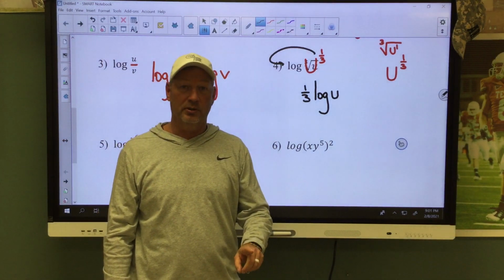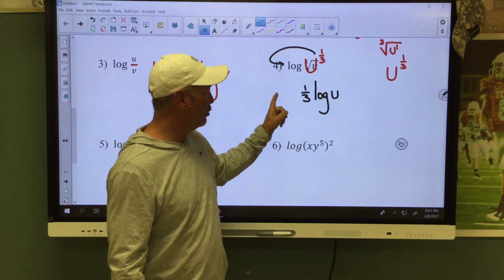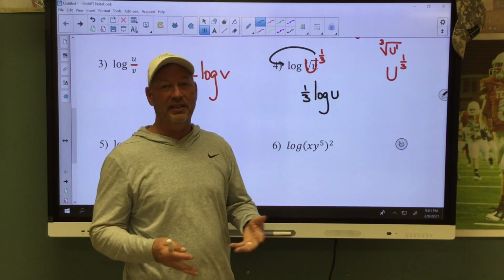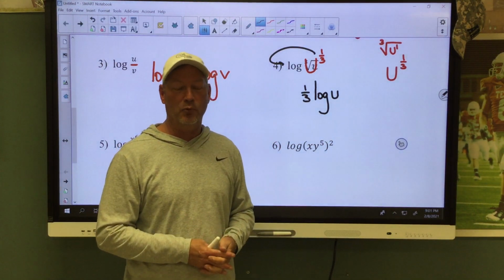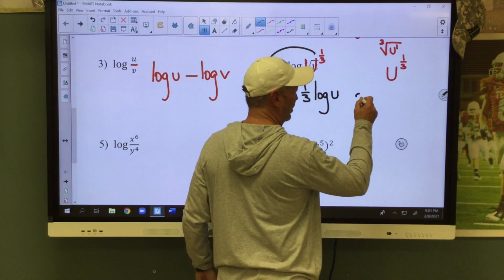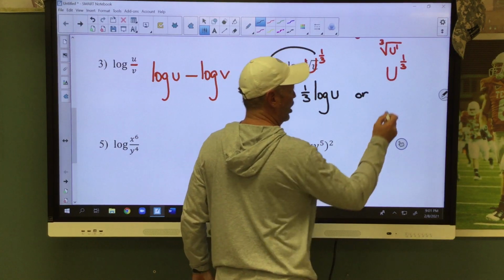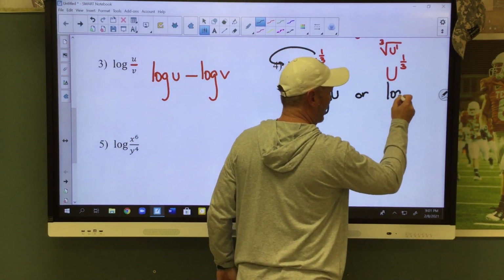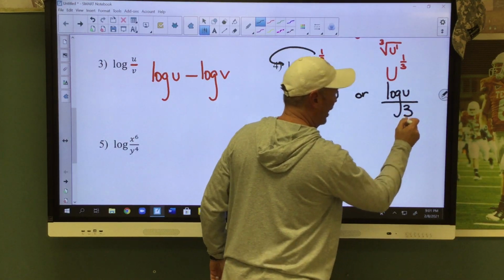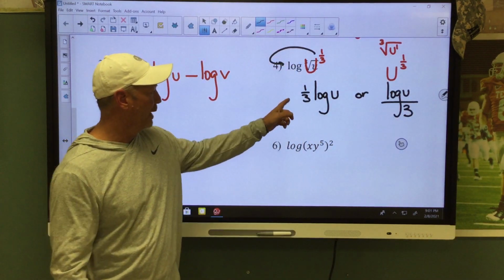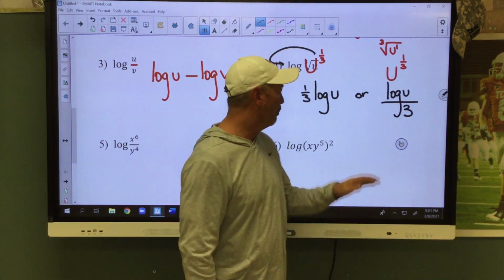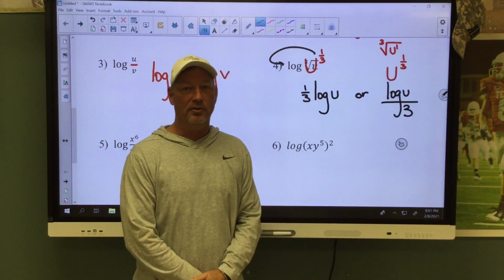But you have a choice, because this is saying to multiply times 1/3. That's how we read it. What's the equivalent of multiplying times 1/3? You could actually write this also as log u divided by 3. Multiplying times 1/3 is the equivalent of dividing by 3. Both of those are great answers, okay?